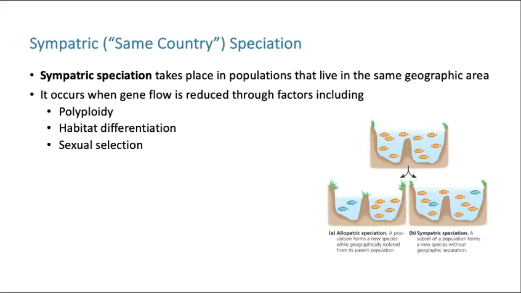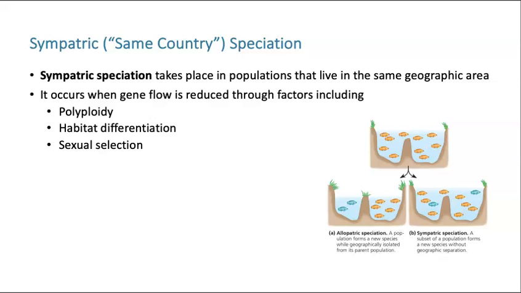You might remember this slide from before where I talked about the ways that speciation could happen, either allopatric or sympatric. And sympatric means same country speciation, sym meaning same. So in this case, we're going to really focus on the situation where you don't have a geographic barrier, but you still have speciation and how that might occur.